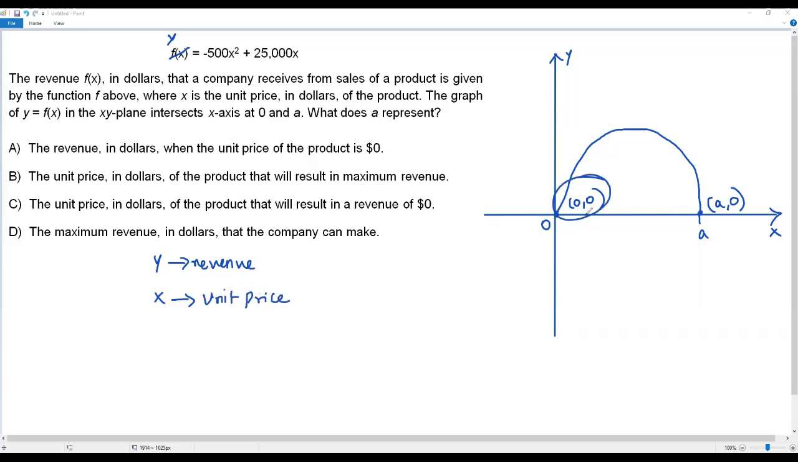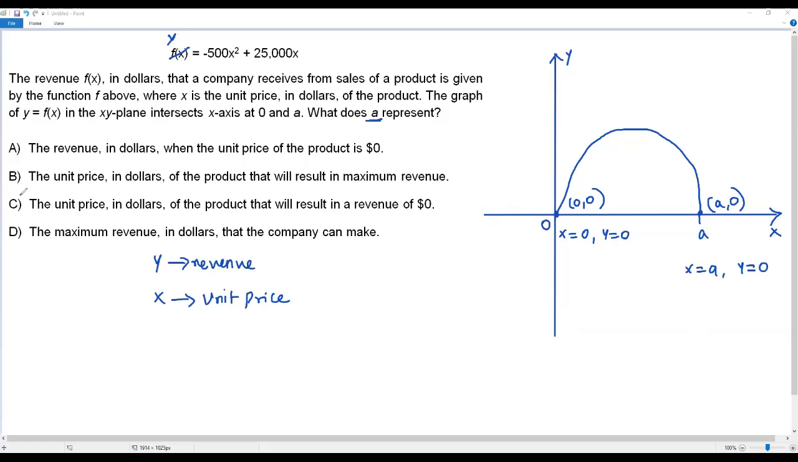Now let's consider the x-intercept of the parabola, (0, 0). Here the x-coordinate is 0, the y-coordinate is 0. So this point says when the unit price is $0, the revenue the company receives by sales is also $0. Now let's consider the other x-intercept, (a, 0). Here the x-coordinate is a and the y-coordinate is 0. So a represents the unit price, and 0 represents the revenue. That is, when the unit price is $a, the revenue received by the company by sales is $0. So a represents the unit price which will result in a revenue of $0.